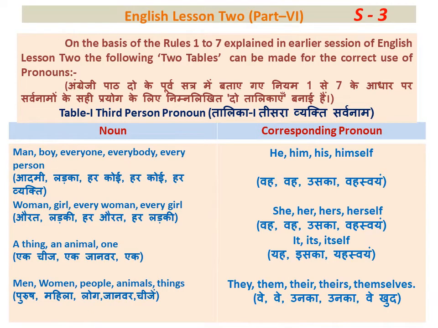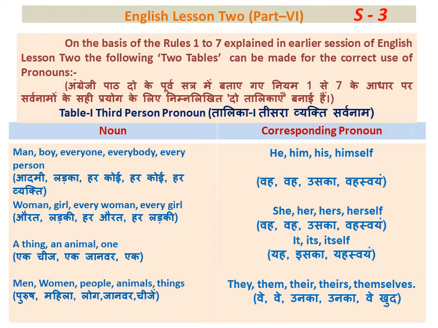Now friends, coming to our regular session of English lesson 2 part 6 slide 3. On the basis of rules 1 to 7 explained in the earlier session of English lesson 2, the following two tables are made for the correct use of pronouns. अंग्रेजी पाठ 2 के पूर्व सत्र में बताए गए नियम 1 से 7 के आधार पर सर्वनामों के सही प्रयोग के लिए निम्नलिखित दो तालिकाएं बनाई गई हैं.